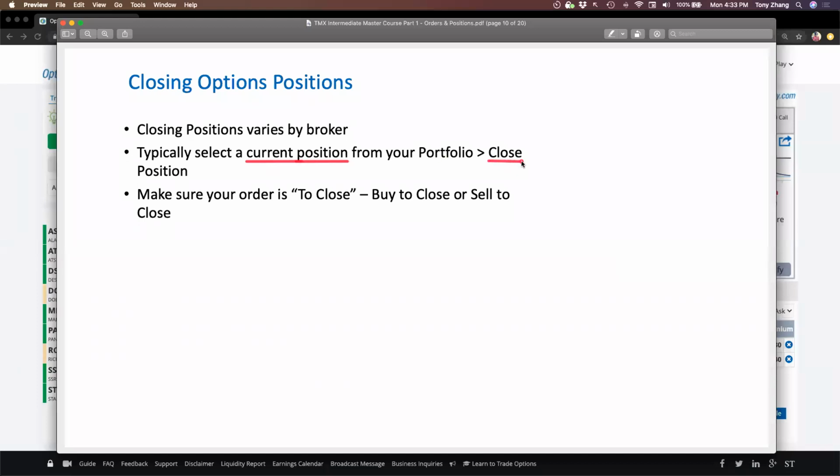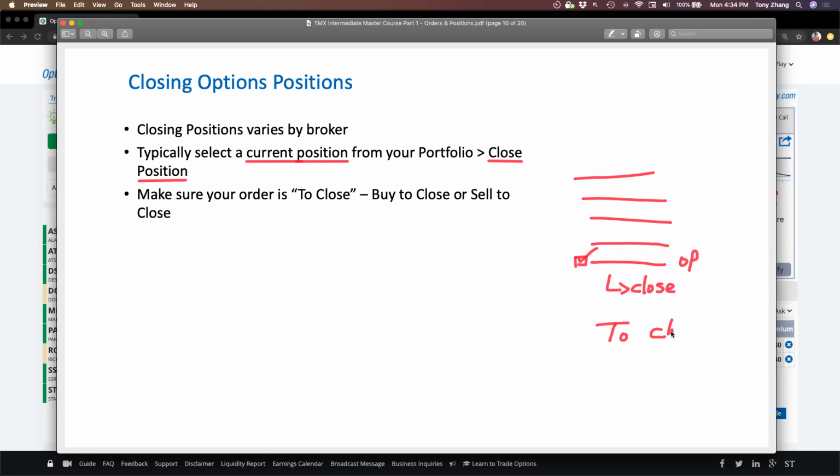And usually there's an option for you to close a position. So if you have a bunch of positions on your portfolio page, you might have 4 or 5 different positions, and maybe one of them is an option. What you generally should have is the ability to select a strategy and have an option here to close that position. And what that should do from your broker's perspective is automatically bring up an order where it has the things filled to close, automatically filled for you.